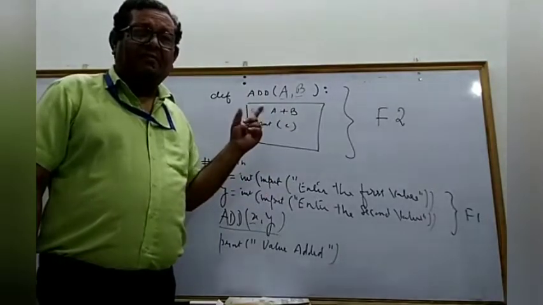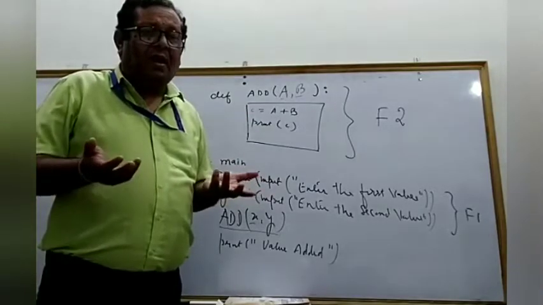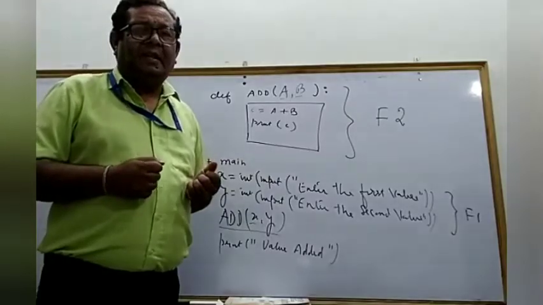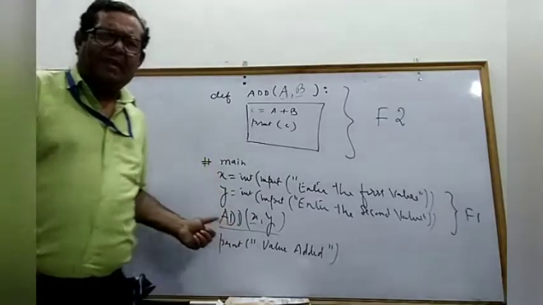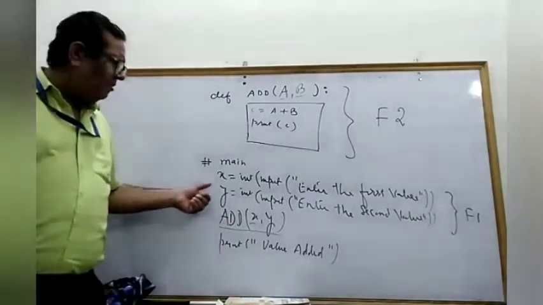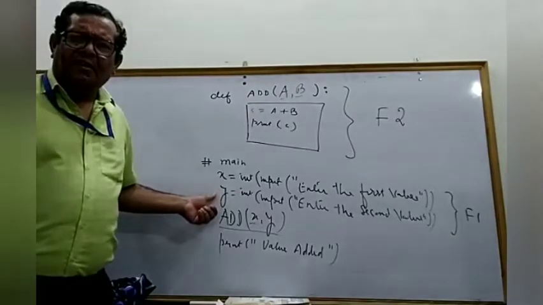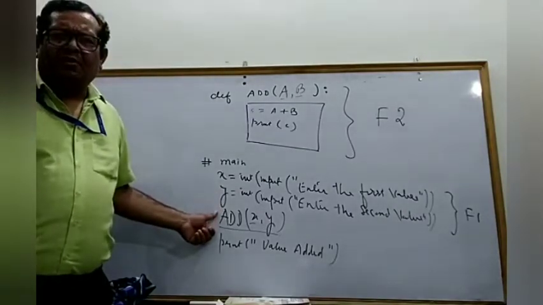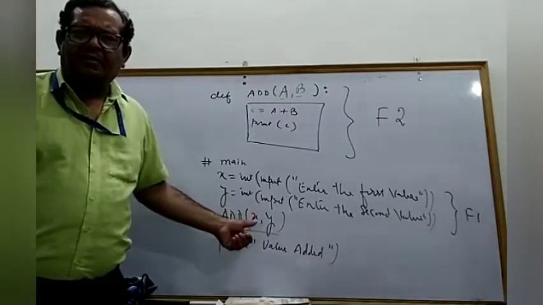But then the function add will say to the function main, Mr. Main, I know how to add the values, but which values should I add? Then the main function will say, you don't worry about those two values, I am having those two values in the variables x and y. So the main function, before it called the function add, has taken the values from the user and stored them in the variables x and y. And when the function add is called, the main function has passed x and y as the arguments.